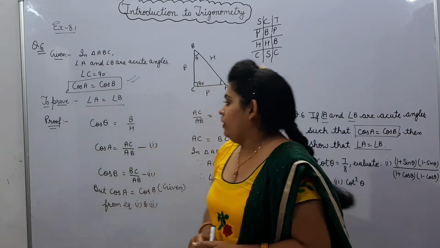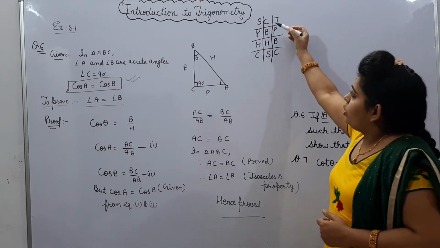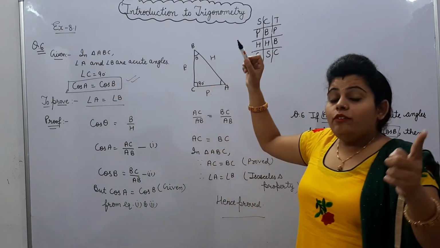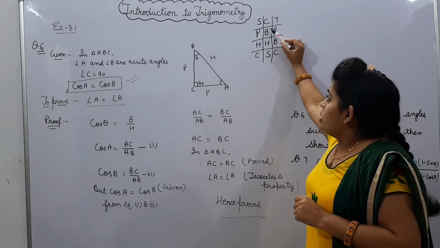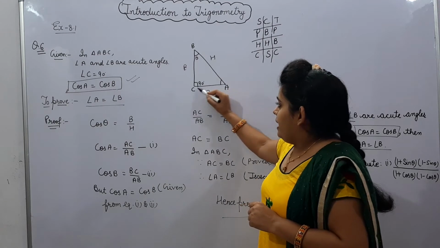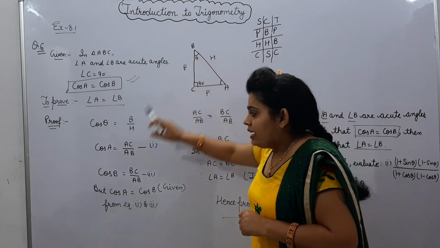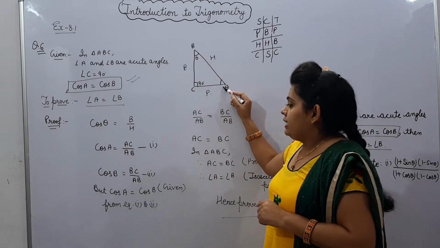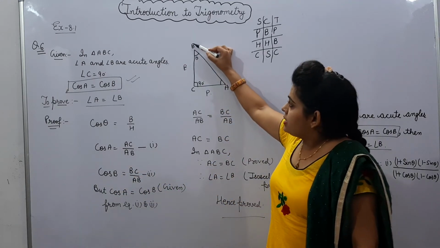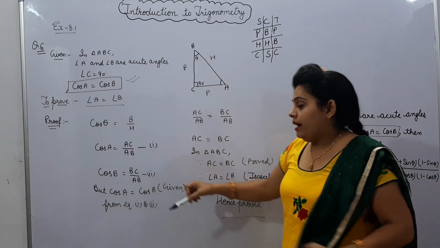Yes, dear students, what we have done: we used the concept of the trigonometric ratio cos theta, because cos A and cos B are given, then we will find the value of cos theta. Cos theta is base upon hypotenuse. If angle A is there, then this AC will behave as base and this BC will behave as perpendicular. Then cos A will be equal to AC divided by AB. Now cos B, this is angle B and this will behave as base, meaning BC divided by AB.